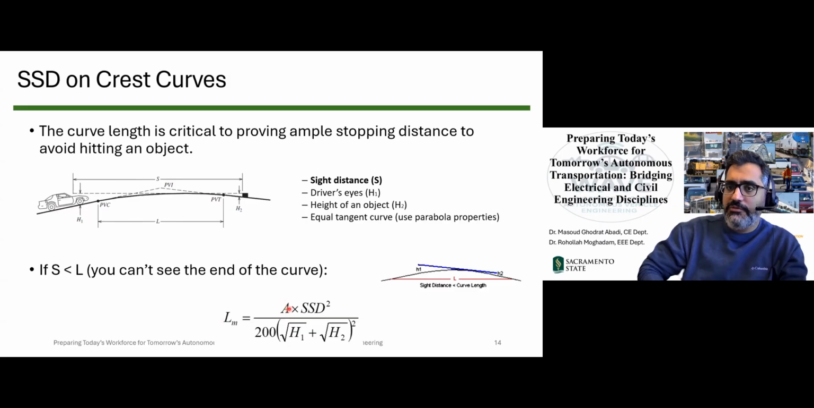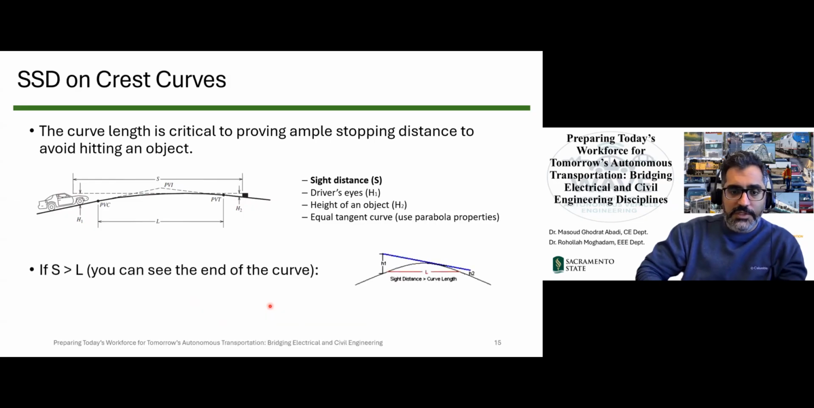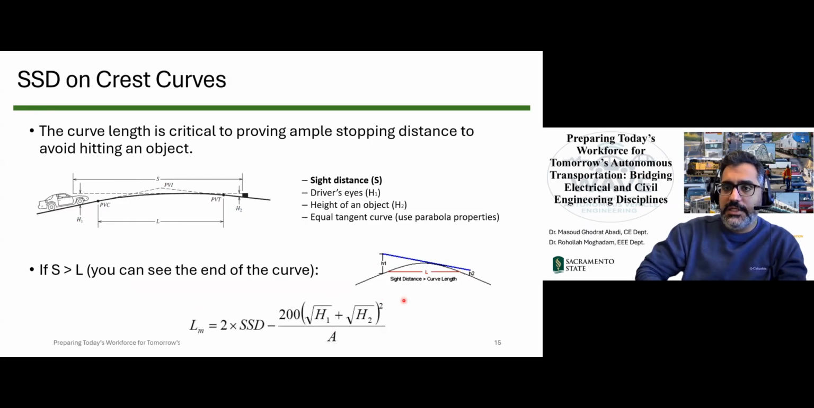A is the absolute difference between G1 and G2. SSD is what you calculated in the previous step, basic physics, right? And H1 and H2: H1 is the height of the driver's eye, and H2 is the height of the object on the other side. This is based on math, just the geometry of parabolic curves. We can find this equation. What if S is more than L, which means that you can see the end of the curve? Now, if you want to find the minimum length of the curve, you will obtain a different equation for that.